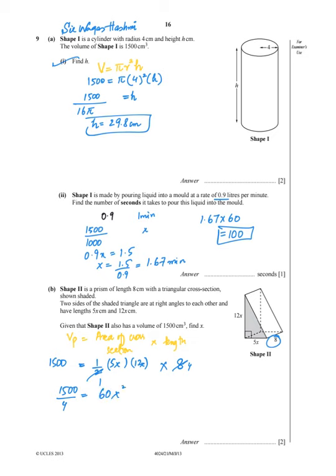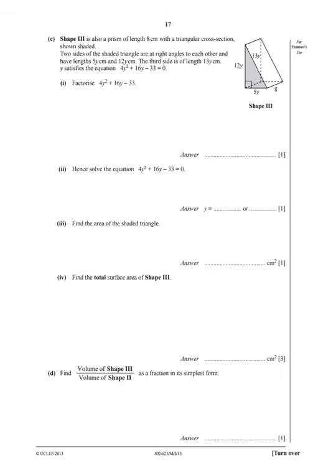1500 divided by 4 and divided by 60 leads to 6.25. So it will be 6.25 equals x square. We need to apply root on both sides and that will be equal to 2.5, the value of x, and that is your answer. Moving on to part C, it says that shape 3 is also a prism of length 8 with a triangular cross section shown shaded.